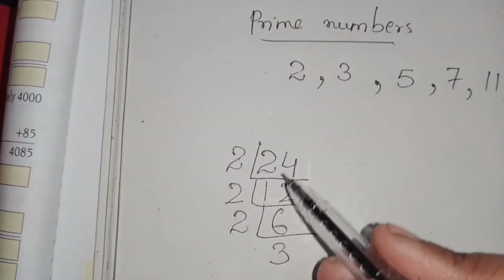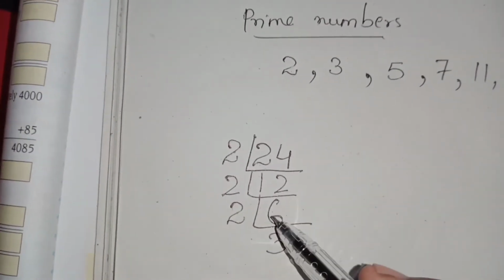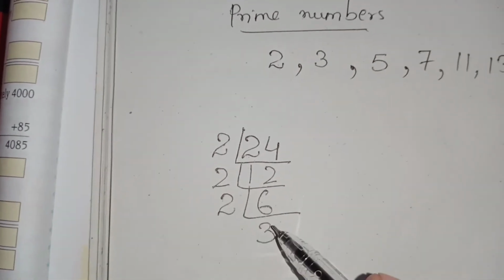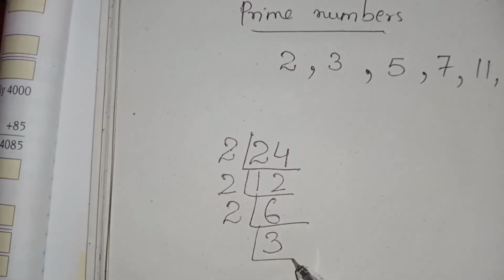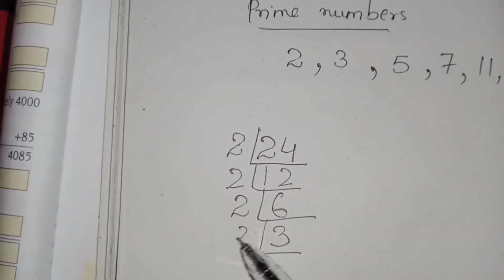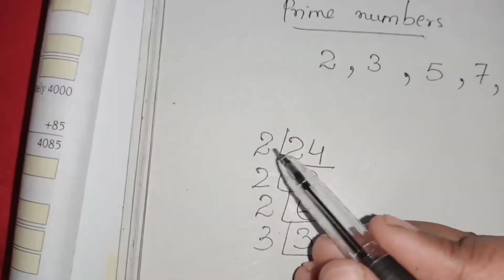only. Here these all were not prime numbers: this 24, 12, 6. That is why we have divided this by the prime number. And at last we got 3 as a prime number. So that you don't get confused, you can write 3 ones are 3. So these are the prime numbers.